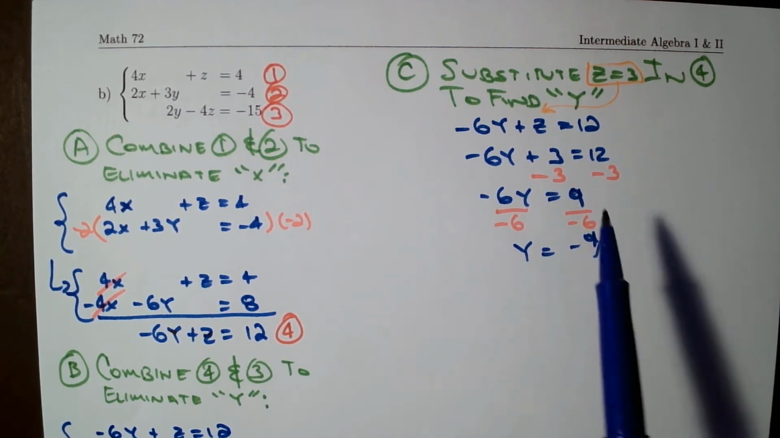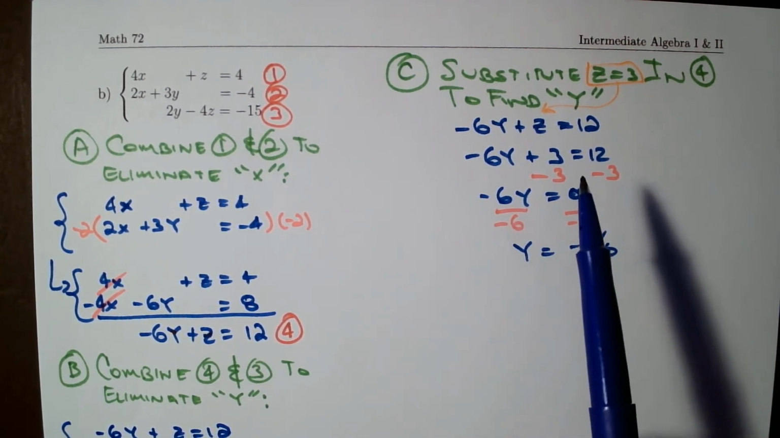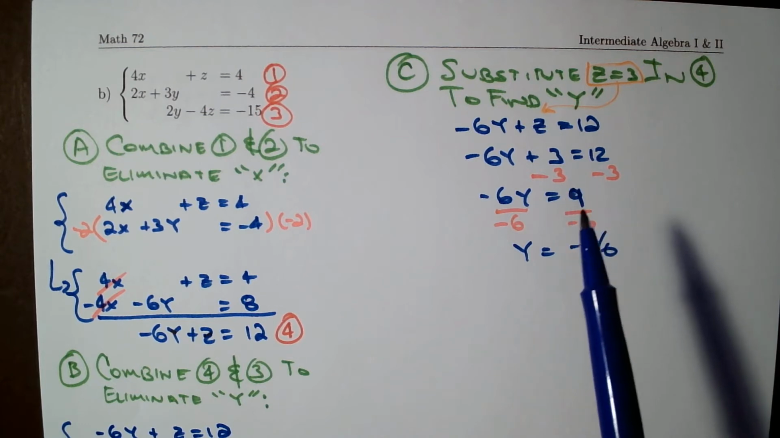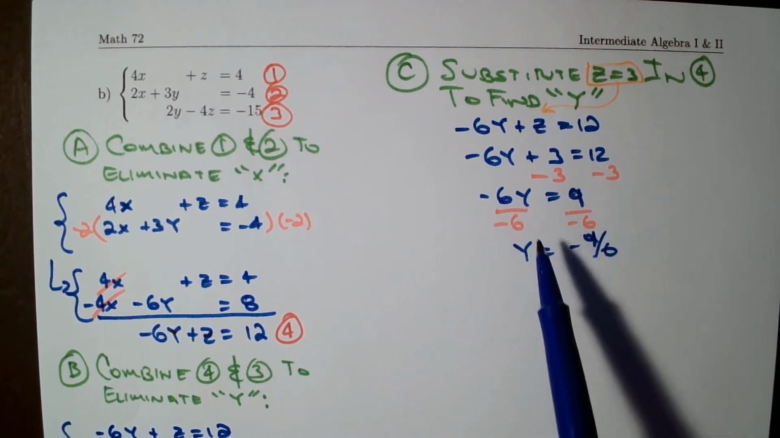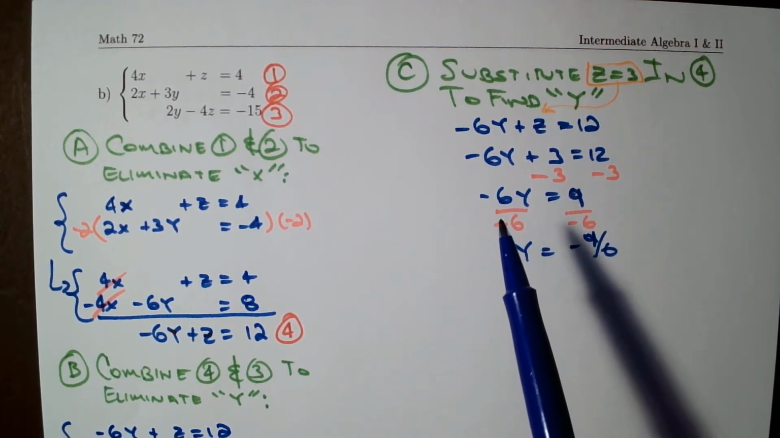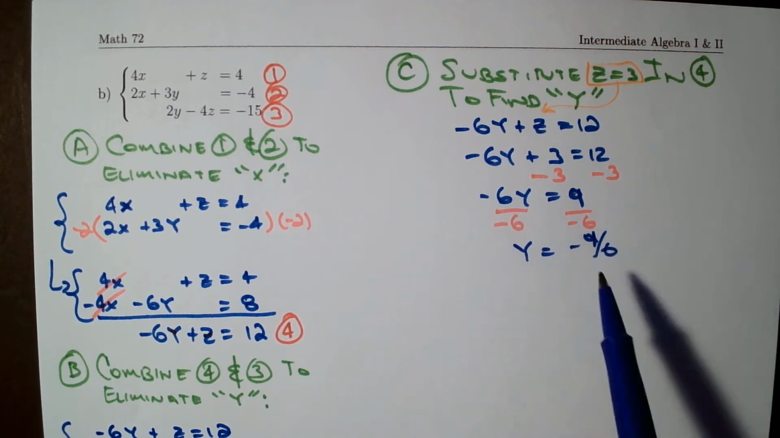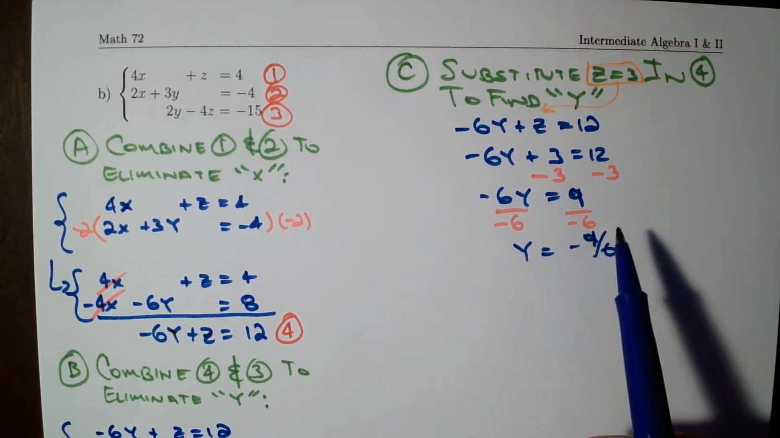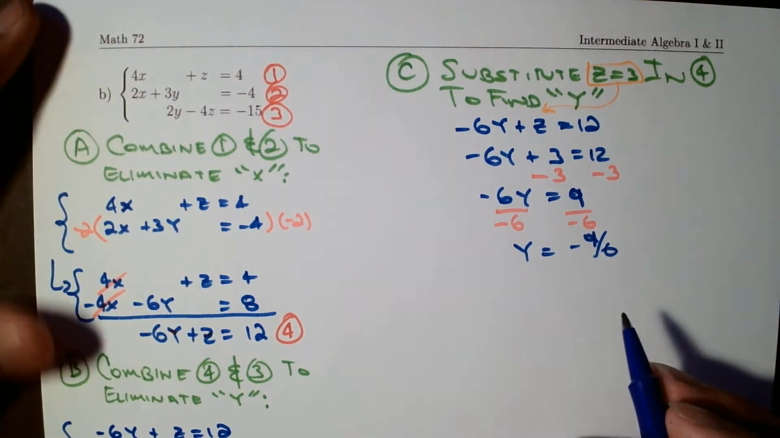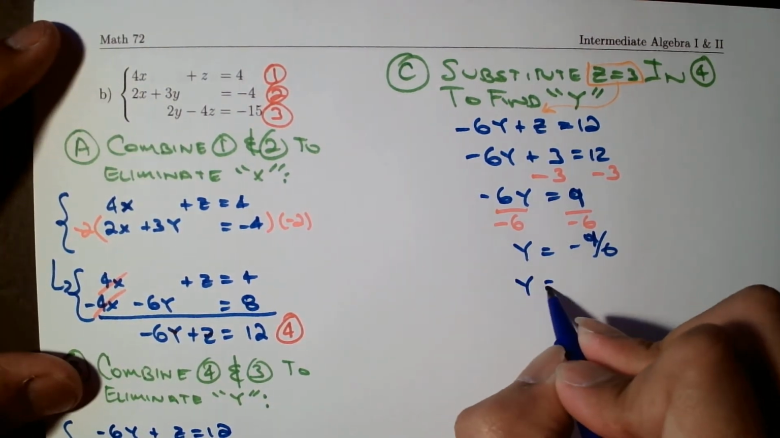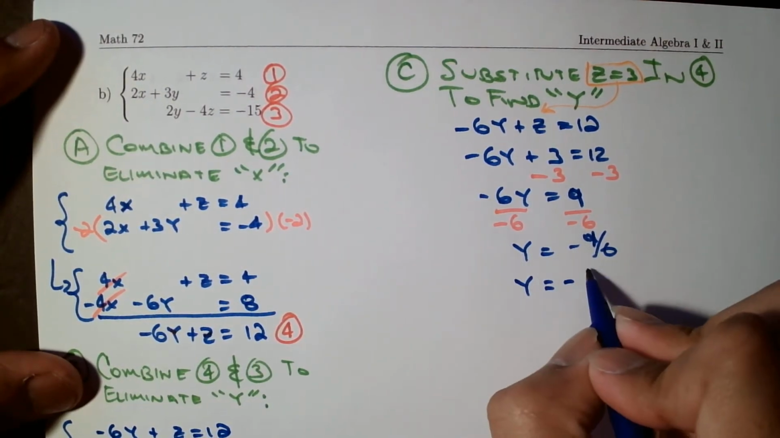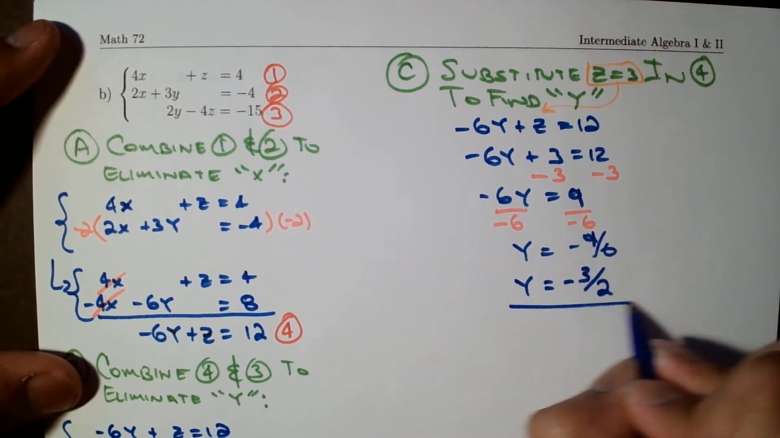And whenever you get fractions as potential parts of the solution, be sure to reduce them, because if you're doing this on your MyMathLab homework, it's not going to take it as right. You need to simplify as much as possible. So y reduces to negative 3/2.